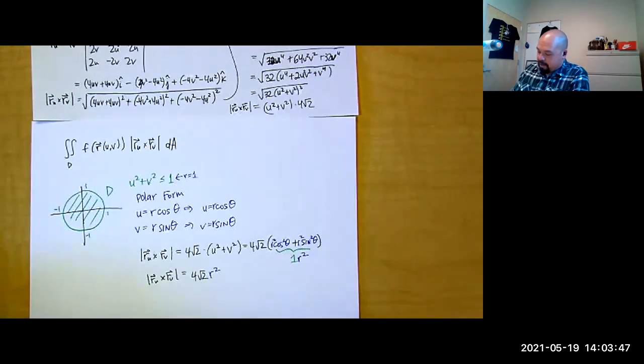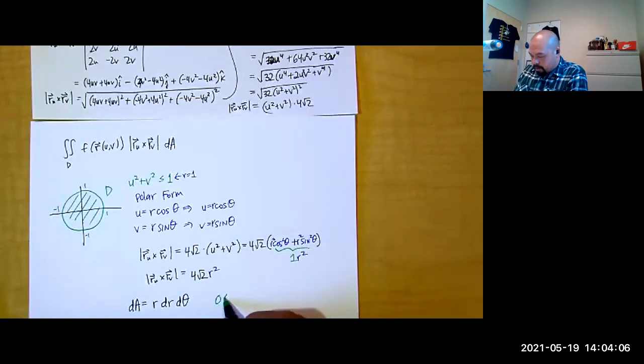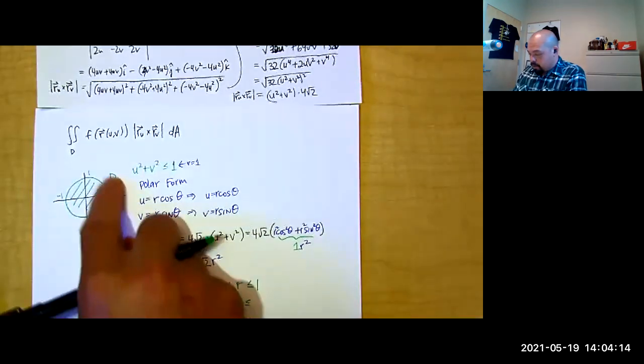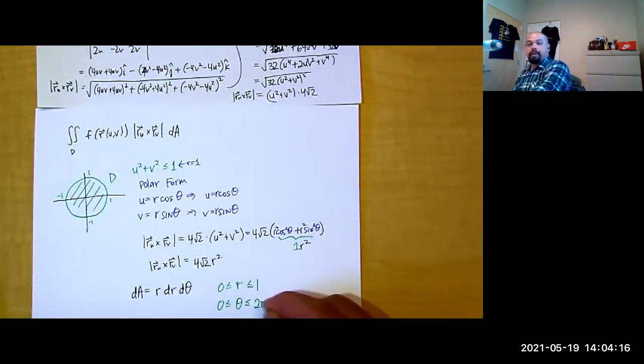Because now with that span, for that region D, that dA component of it is r dr d theta. And r goes between 0 and 1. Theta, since we're taking that full disk, between 0 and 2 pi.